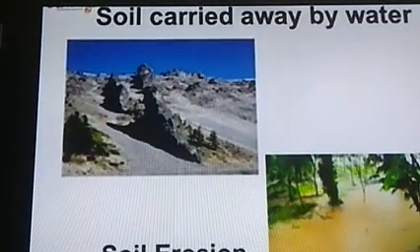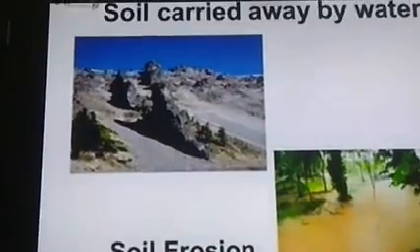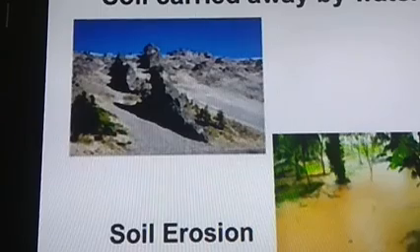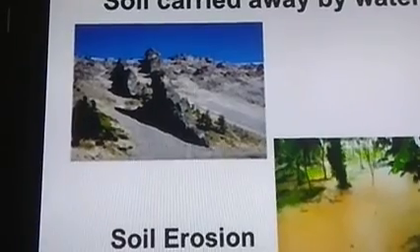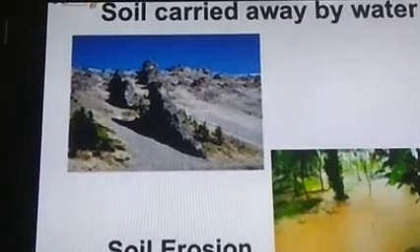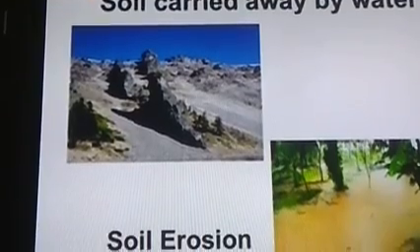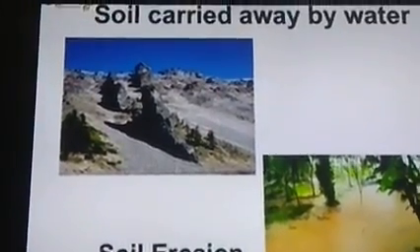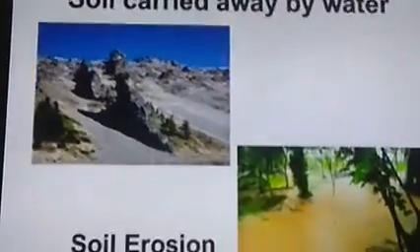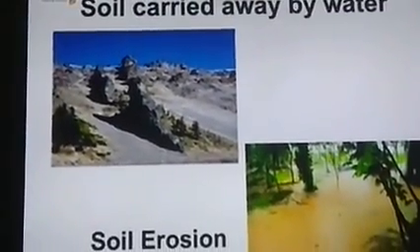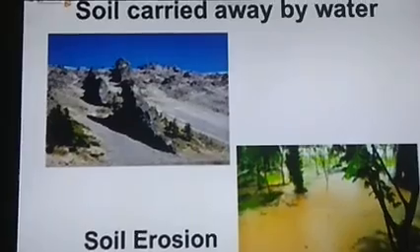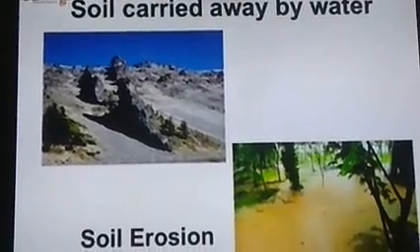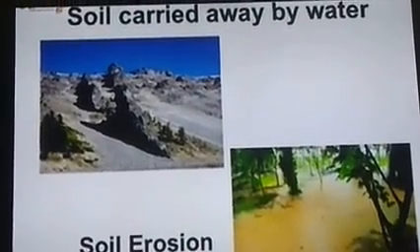Students, now we discuss the soil carried away by water. In this picture, you are seeing that the flowing water carries the topmost layer of the soil to other places, and further it is carried by the river, and where the river reaches, there it gets deposited. Over the passage of several years, erosion takes place and the removal of soil from a particular area takes place, due to which there is huge loss of life and property.